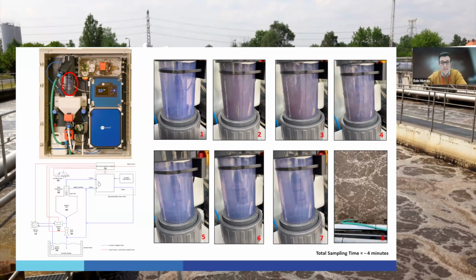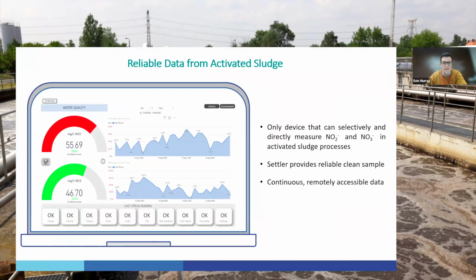The total sampling time then is approximately 4 minutes from drawing sample in to analysis. So that's an overview of how we do it in terms of getting the sample from the aeration tank into the analyzer. So what that enables then really is it allows for us to generate reliable data from activated sludge processes.